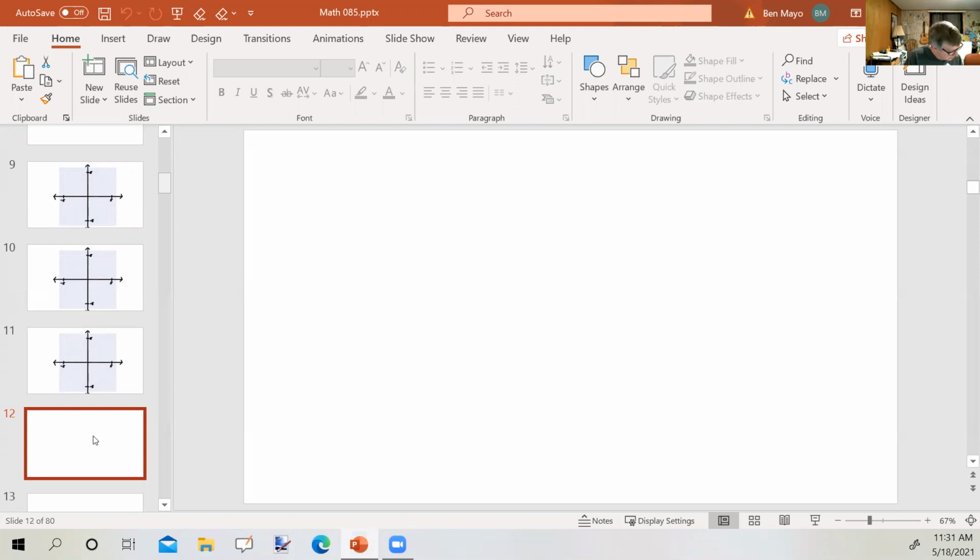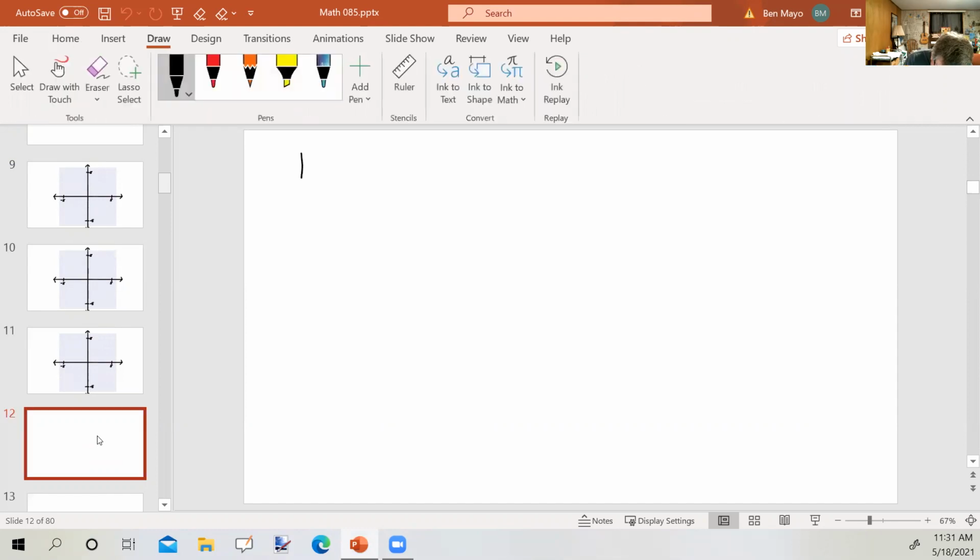Okay, the first problem says the hypotenuse of a right triangle is 2.5 units long. The longer leg is 1.7 units longer than the shorter leg. Find the lengths of the legs of the triangle. First of all, we're dealing with a right triangle. What does that mean? It means that we have a triangle that has one right angle or 90-degree angle. The two sides are perpendicular. When you have a right triangle, the hypotenuse is always the longest side, and the other two sides are called the legs.